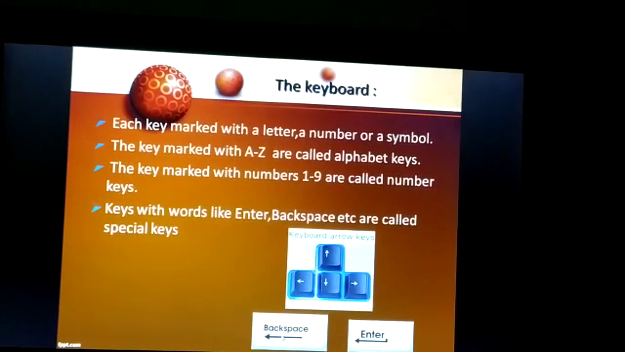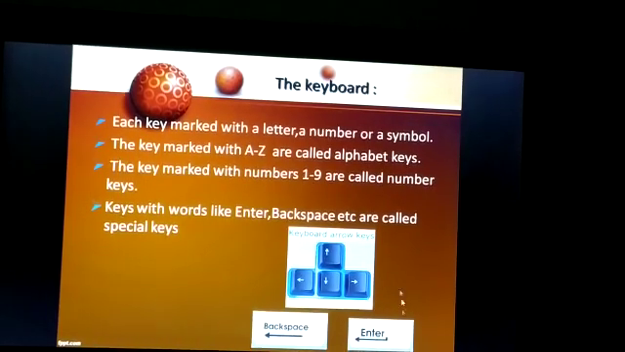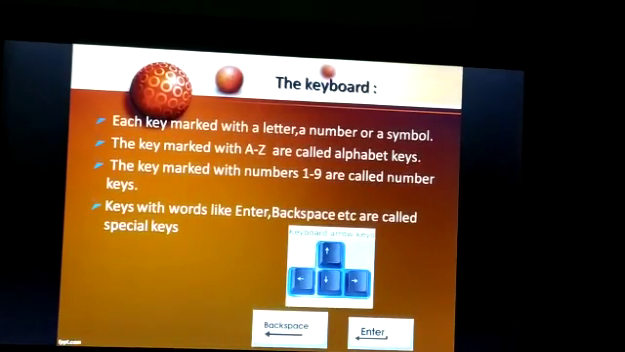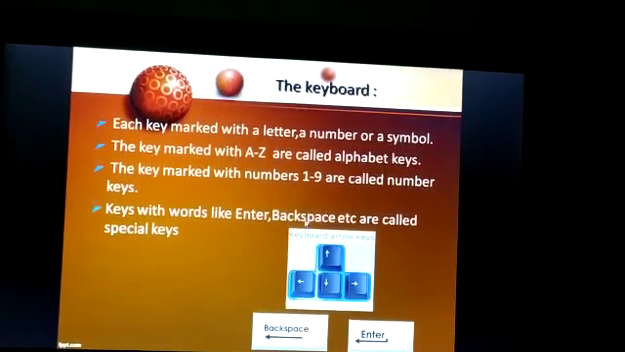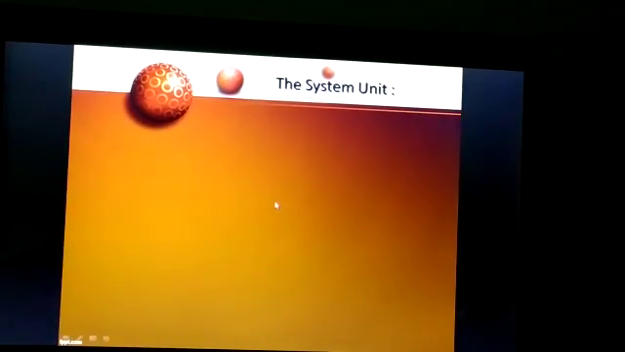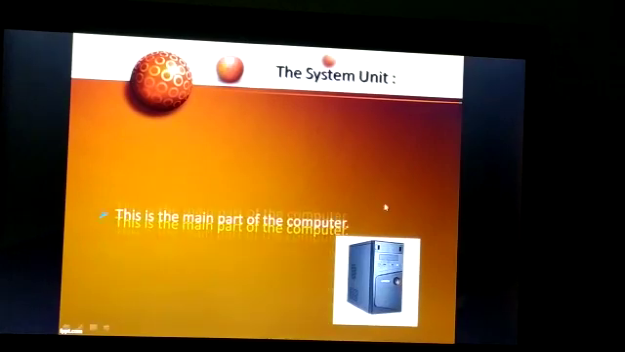This is a backspace key. This is an enter key. These keys are called special keys. A keyboard is connected to the CPU. Now, next part is the system unit.